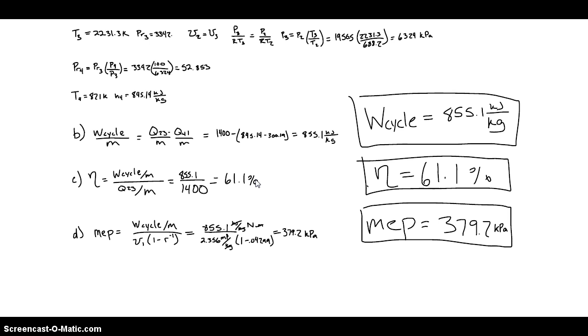Your thermal efficiency is just equal to the work of the cycle over the heat addition, which is going to be 855.1 divided by 1400, and that gives you 61.1% efficiency. And our mean effective pressure is going to be equal to the work of the cycle over the mass divided by specific volume at 1 times 1 minus the inverse of our compression ratio. And here's my work. That's the last of the problem.